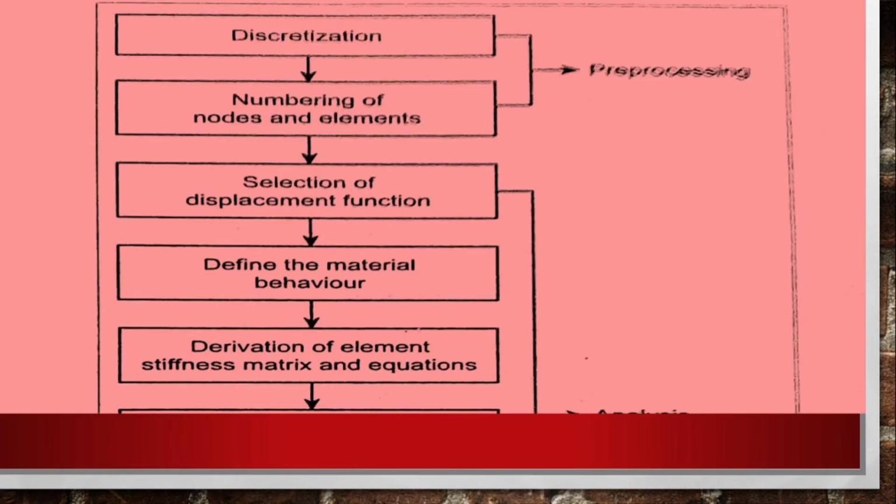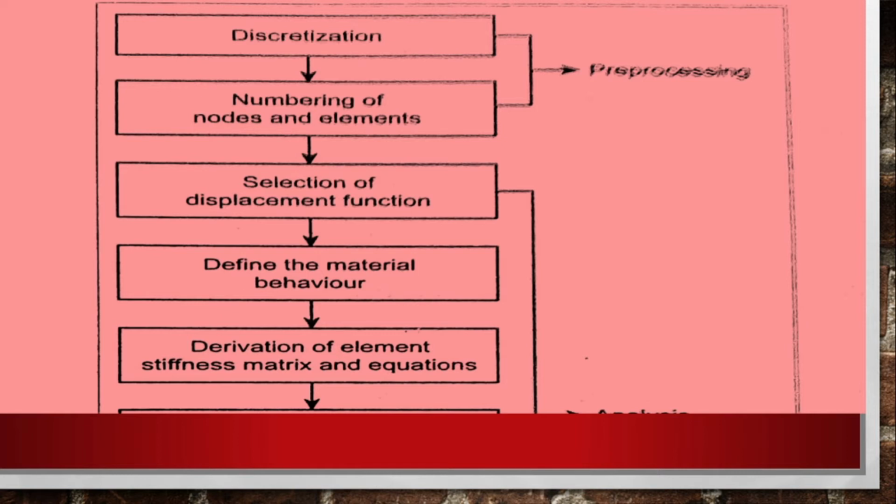First, in this analysis, we are going to select the displacement function. To analyze a particular element or an object, first we select the displacement function. Then we define the behavior of the material. Then derivation of element stiffness matrix and equations. We should derive the element stiffness matrix and equations.